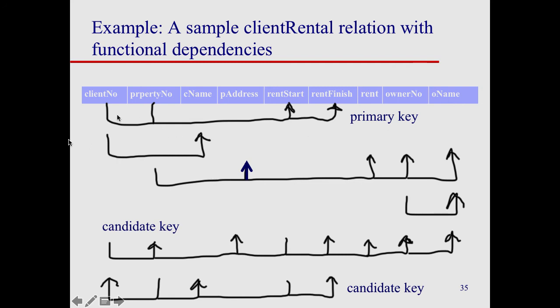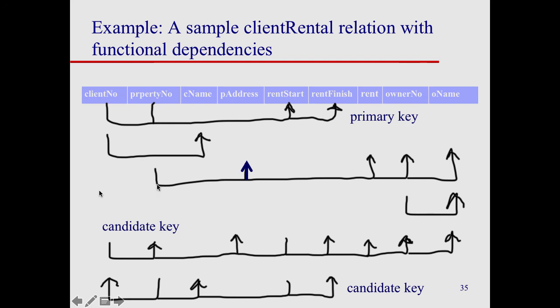Now notice that client number and property number also determine the client name. But I didn't show it in that relationship, and the reason is it wasn't minimal. So the client number by itself determines the client name. Therefore, I didn't have an arrow here because that wasn't a minimal determinant. Same thing for property address, rent, owner number, and owner name, those are uniquely determined by the property number.